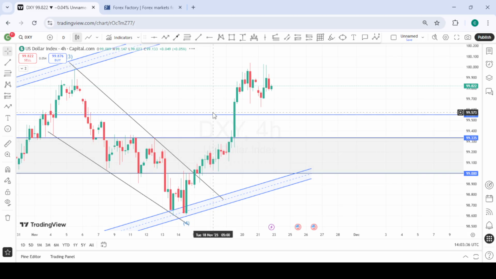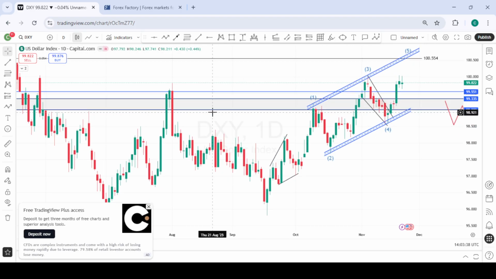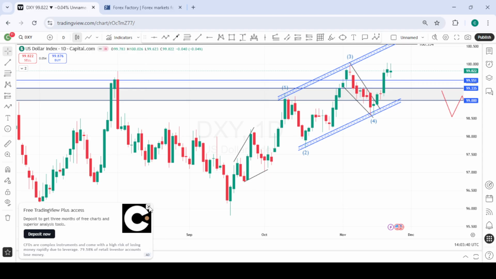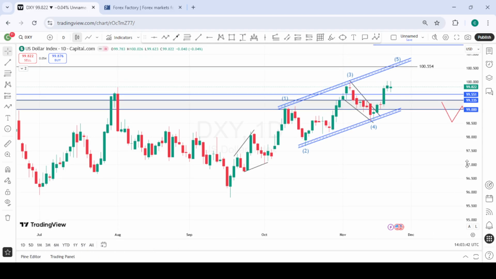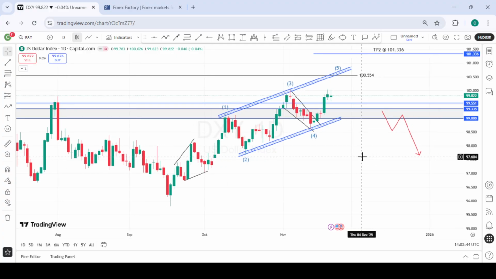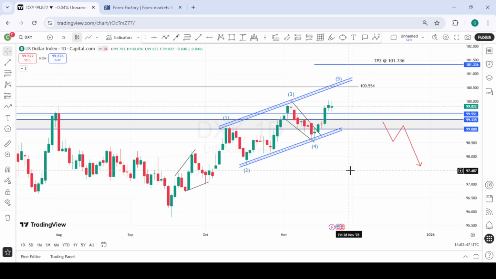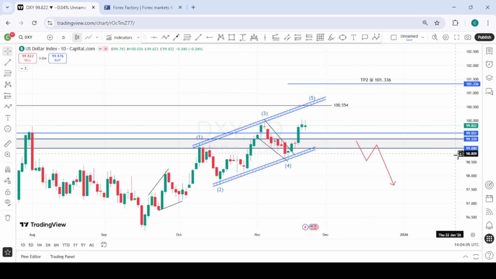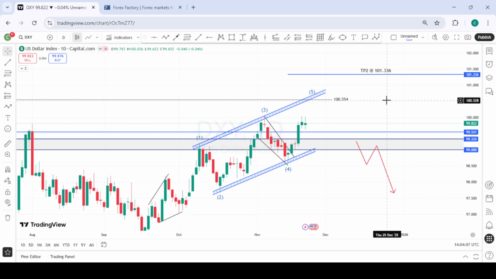We have here DXY, and DXY is giving us a certain kind of formation. So if we are to use Elliott waves, DXY is forming a possible leading diagonal. So for the leading diagonal, this will be the starting point of the impulse. So this is going to be our wave 1, wave 2, wave 3, wave 4, and a possible wave 5. So for the coming week, we are still very bullish on DXY.